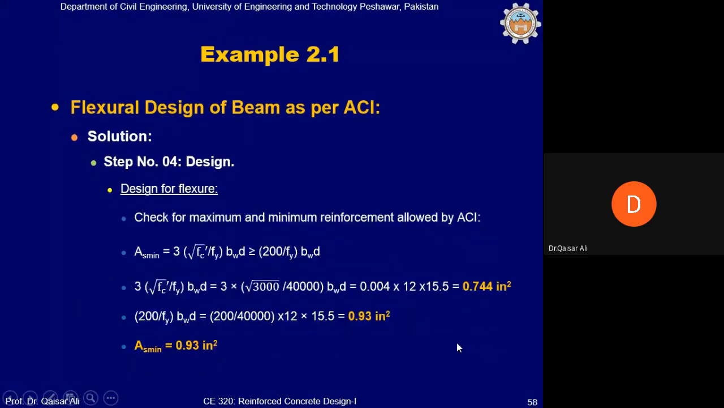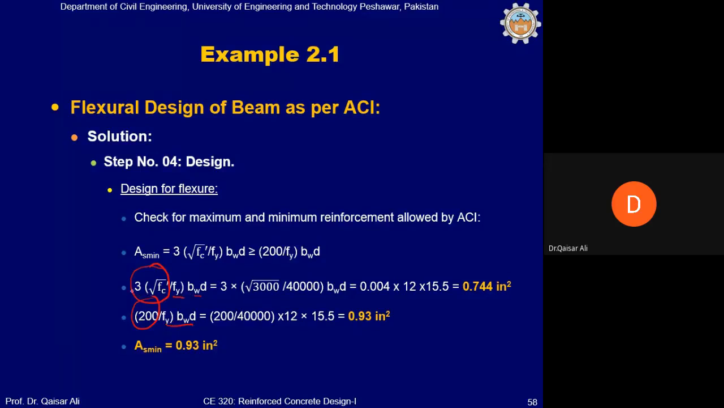Now the next step will be to check this area of steel against the minimum requirement of the code and the maximum requirement of the code. For the minimum, you know that there are 2 equations: 3 square root of FC prime divided by Fy times BWD, and 200 divided by Fy times BWD. Last time I told you, the only difference between the 2 equations is this term; Fy BWD is one and the same. You should use the greater value.